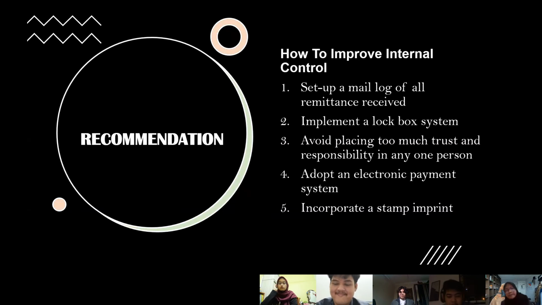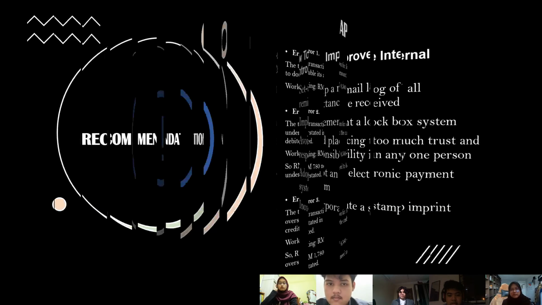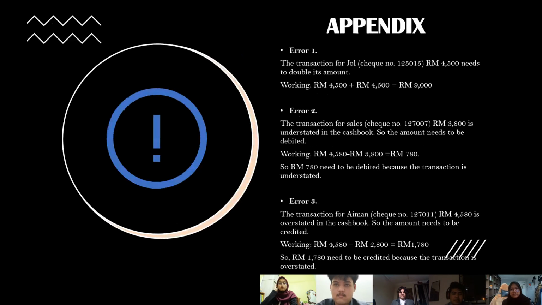Alright, thank you. I'm going to explain about the appendix. In the appendix, we found errors. So error number 1 is the transaction for Joe, check no 125015, RM 4500, needs to double its amount. So the working plan is RM 4500 plus RM 4500 more equals 9000.